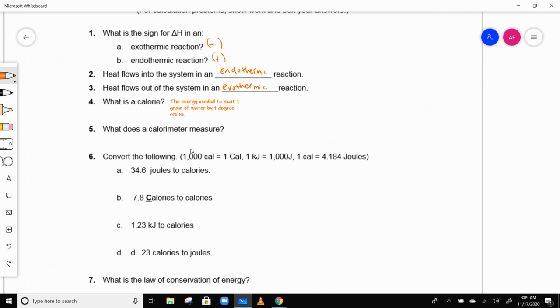Okay, what does a calorimeter measure? A calorimeter measures the number of calories in a chemical reaction or physical change. So a calorimeter measures the number of calories associated with a chemical or physical change.